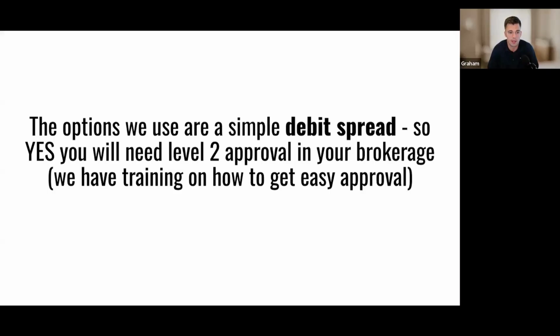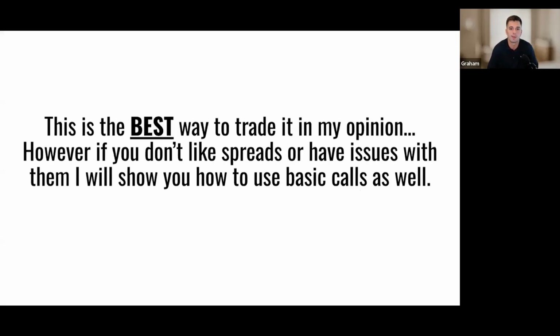But we are using a debit spread. Again, don't freak out. If you've ever bought a call before and then sold a call later, you've done all the work that you needed to do a debit spread with. The only thing now is we're just doing it at the same time. So this is the best way to trade this, in my opinion. However, if you don't like spreads or have issues with them, I will show you how to use basic calls as well. So for those of you who really just don't like spreads, don't worry, you can still trade this.